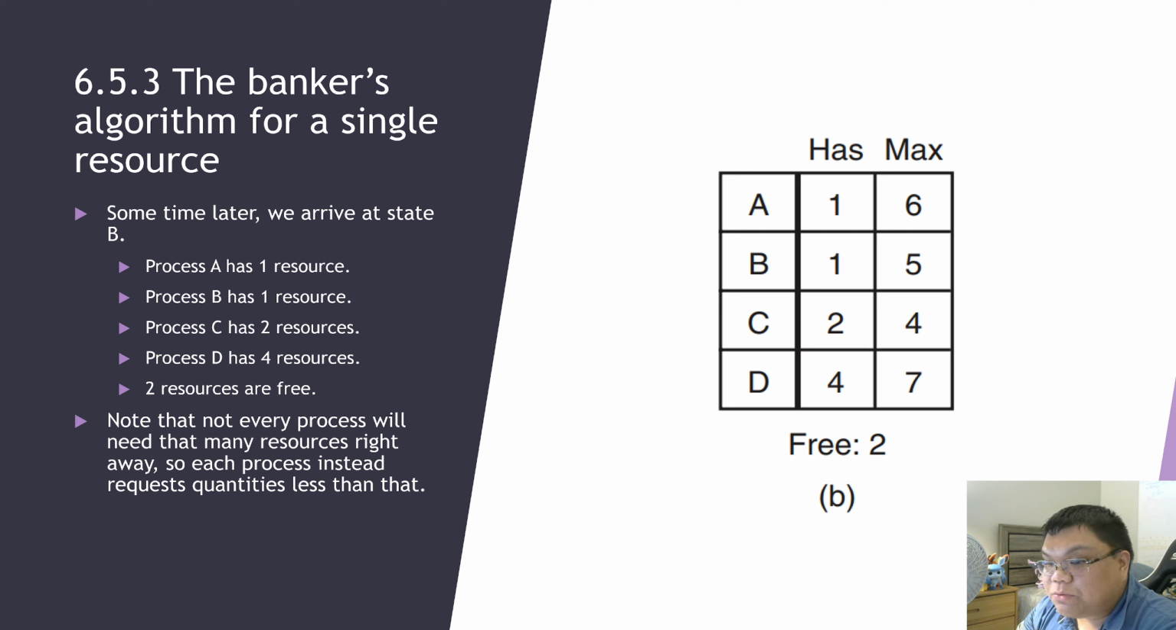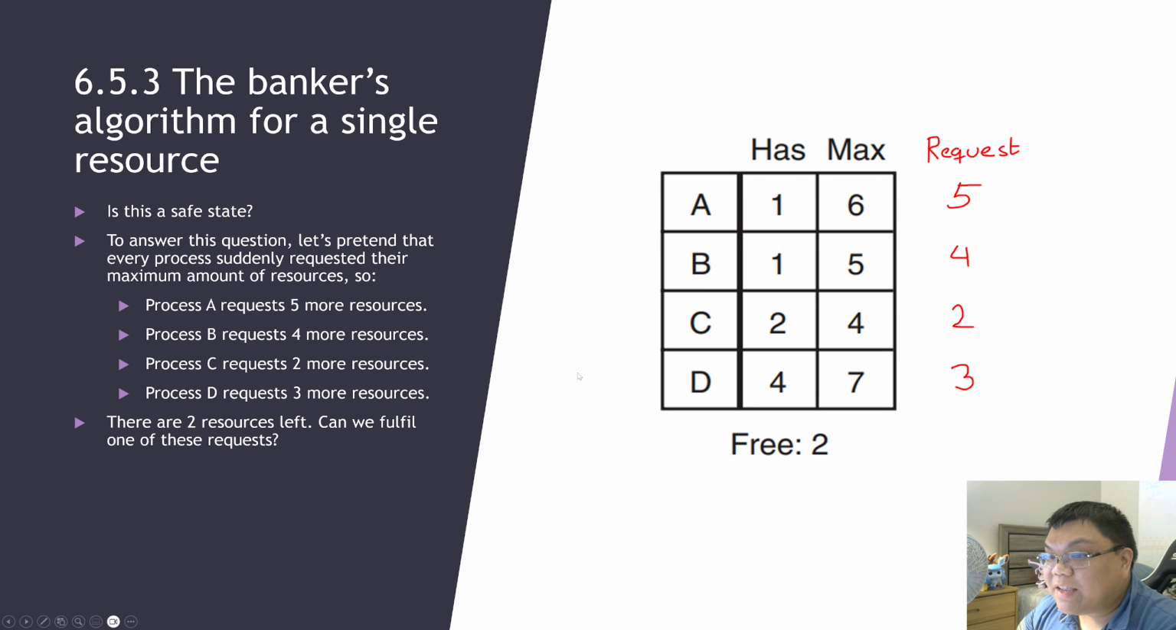Remember, not every process will need that many resources right away, and each process will have requested fewer resources than its maximum. It might ask for more, but it's also possible that it might not ask for any more. But we need to assume that they're gonna ask for more. Is this a safe state? To answer the question, let's do some math.